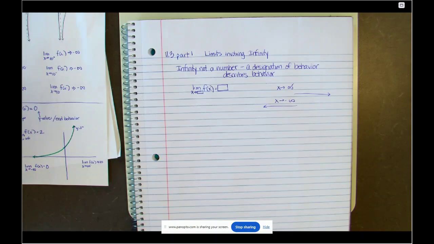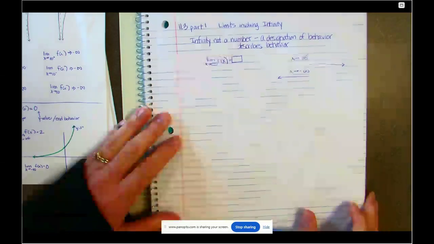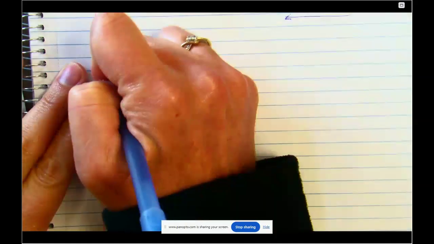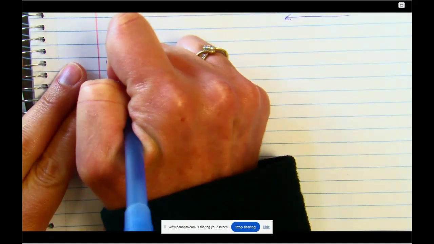Limits involving infinity. So what we're going to talk about today is limits involving infinity, but how do you do a limit algebraically if it involves infinity? So algebraically means you're not using the graph. This is 11.3 part 2.